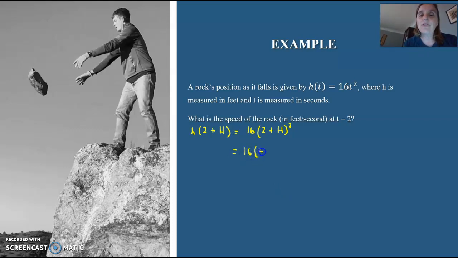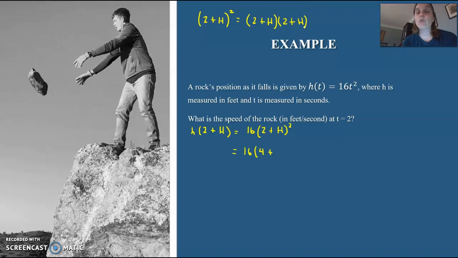So I get 4 plus, and don't forget there's a middle term here when I square this out. It's not just 4 plus h squared. It would be, and I'm just going to jot this down up here so that you're thinking about this. 2 plus h squared is the same thing as 2 plus h times 2 plus h. So we have to have a middle term. We don't just have 4 plus h squared. We have 4 plus 4h plus h squared.